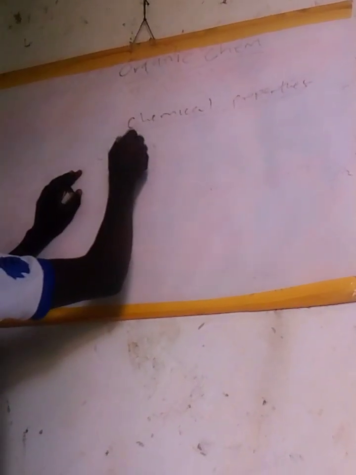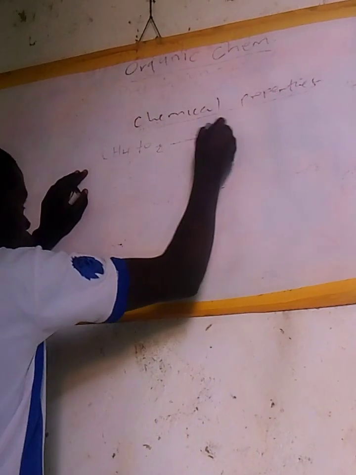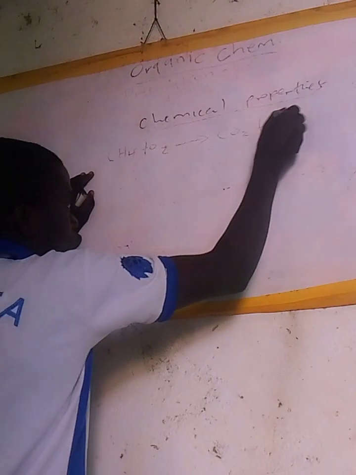Any organic compounds, when it burns in oxygen, they produce carbon dioxide plus water. Like we are using methane as our example, plus oxygen, it produces carbon dioxide and water. So any alkane, when it burns in oxygen, it produces carbon dioxide and water.